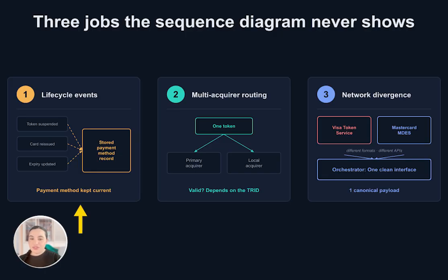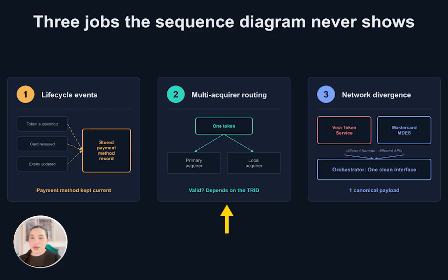First one, lifecycle events. The card networks are constantly sending asynchronous notifications. So a token gets suspended, a card gets reissued, an expiry gets bumped, and these can show up hours, even days after the payment. The orchestrator quietly consumes all of that and keeps its stored payment method records current. So the next transaction either just works or fails fast instead of failing slowly.